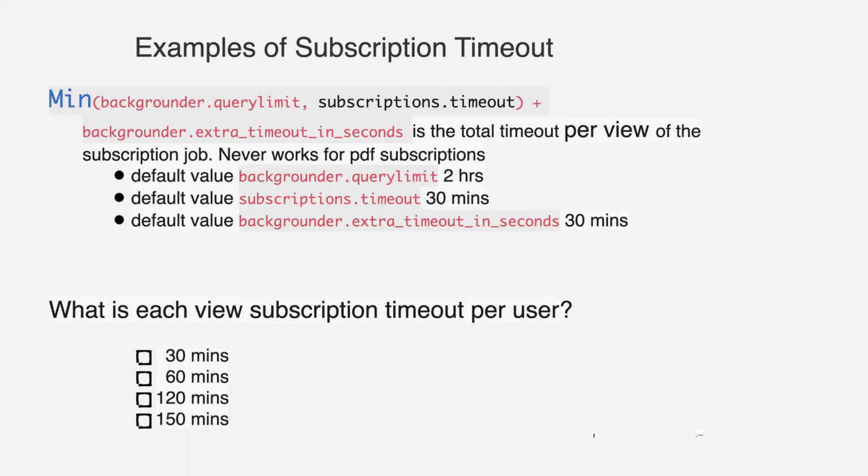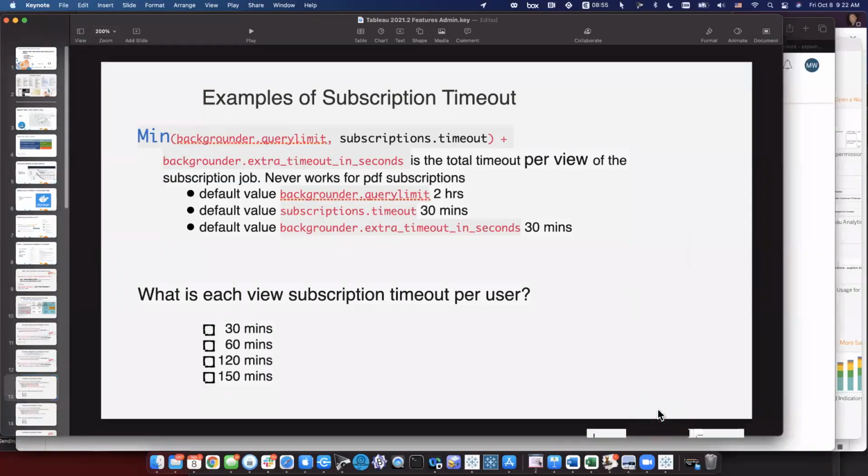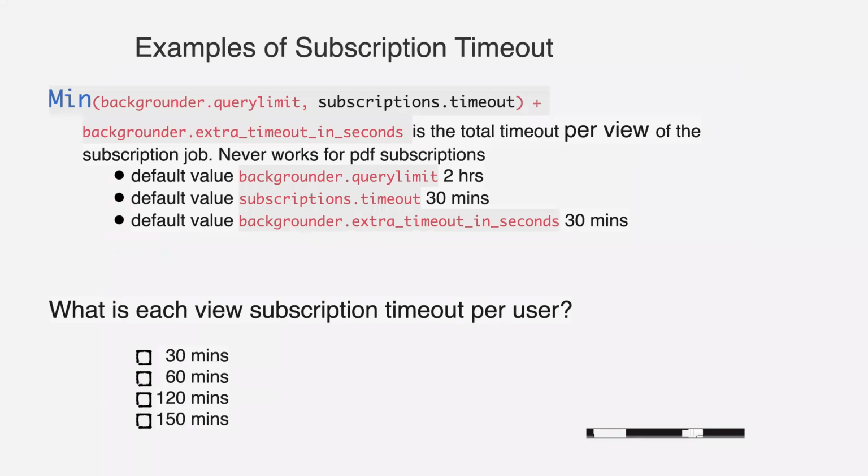What is your answer? Someone, let me get my QA button to work. 30? David tried 30. Any other tries? It's not 30, unfortunately. That's why it's not easy to understand these things. Okay, it's not 30. It's 60, because it's the minimum plus extract. There's a plus. The answer is 60.